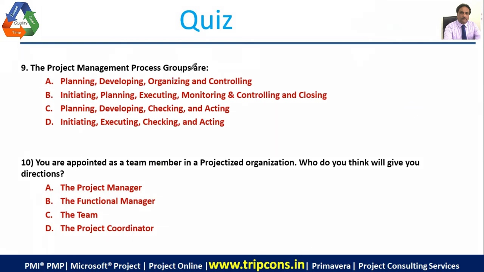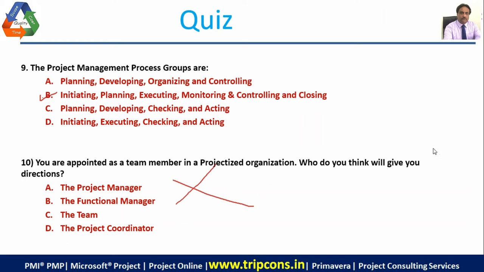Now, if I talk about the process groups, I believe these are very logical and you are already aware of this from your work experience. What would you do in the beginning? What would you do next? In the beginning, you would be doing what? Executing. B is the answer. Yes, in the beginning you would initiate, then plan, then execute. Of course, when you are executing you would be monitoring and controlling, and then finally closing the project. That looks good. You are appointed team member in a project, so you don't need this. That's about the CAPM thing.